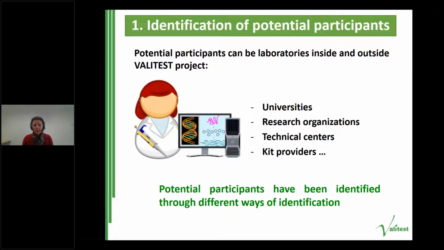So potential participants can be laboratories inside and outside the VALITEST project, as for example universities, research organizations, technical centers, or kit providers. These potential participants have been identified through different ways of identification.